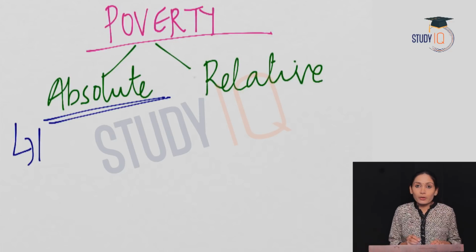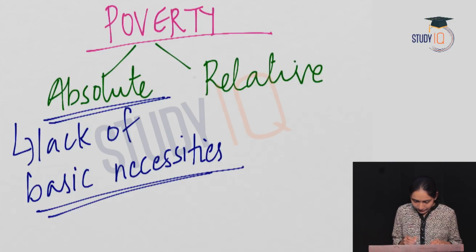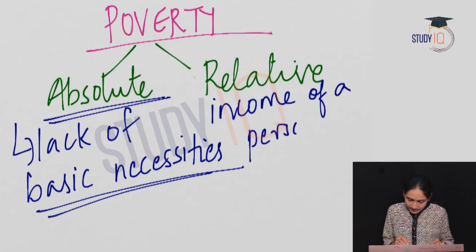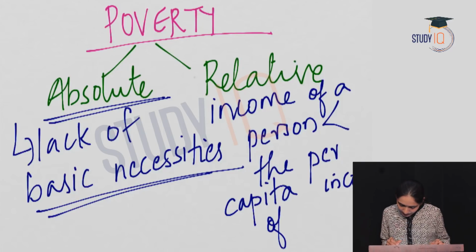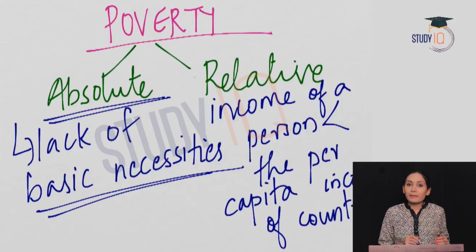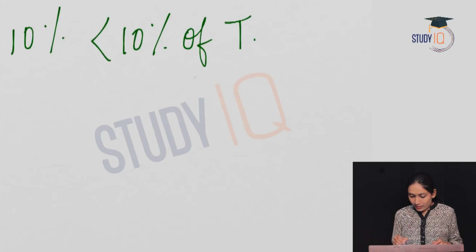Absolute poverty means the lack of basic necessities of life. Relative poverty means the income of the person is less than the per capita income of the country. Absolute poverty means the lack of basic minimum requirements, and relative poverty means the income of the person is less than the per capita income of the country. In India, 10% of the poorest people earn less than 10% of the total income of the country.